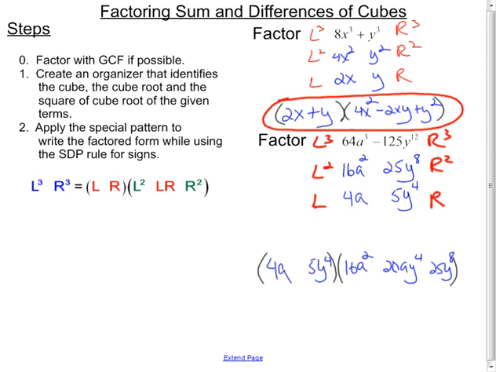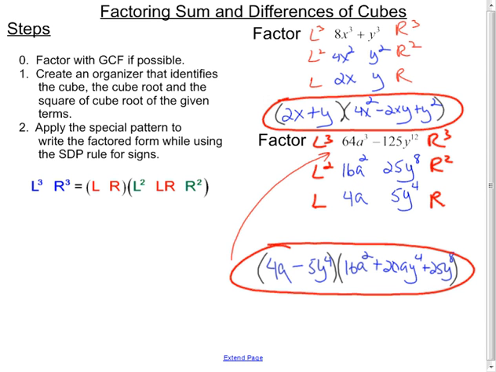Okay, then I need to apply my signs of same, different, positive. I started with minus, I stay with minus, then different from minus is plus, and then the last sign is positive regardless if it is a sum or difference of cubes. Again, if I multiplied this binomial times this trinomial, I would get back the original problem. Okay? I'll do two more examples.